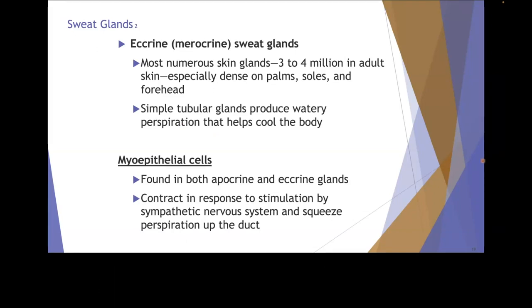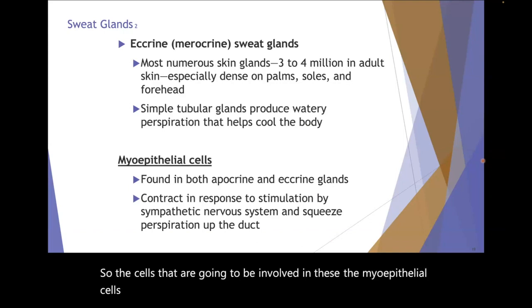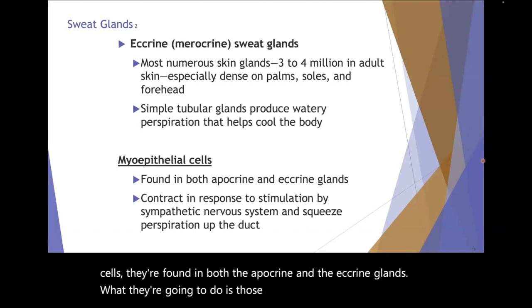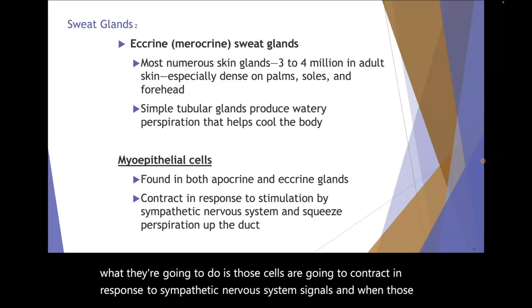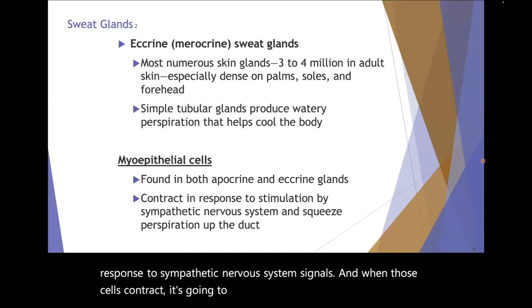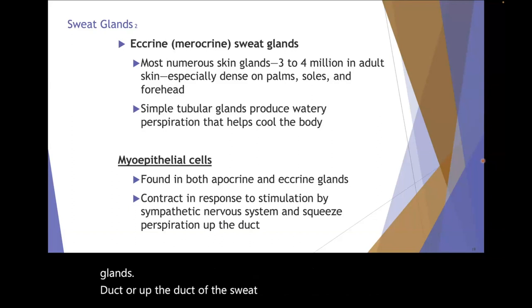The myoepithelial cells are found in both the apocrine and the eccrine glands. Those cells contract in response to sympathetic nervous system signals, and when they contract, they squeeze perspiration up the duct of the sweat gland.